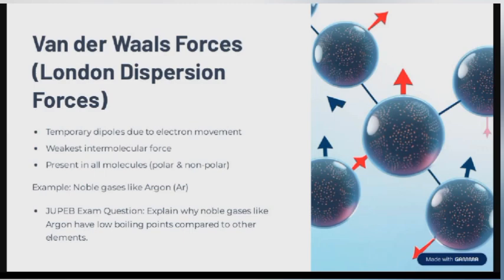So this particular force is what explains why noble gases like argon have low boiling points compared to other elements. How does the idea of van der Waals force tell why noble gases have lower boiling points? If we know what noble gases are, we should know that they seem to be completely neutral. Their electrons are balanced almost continuously.